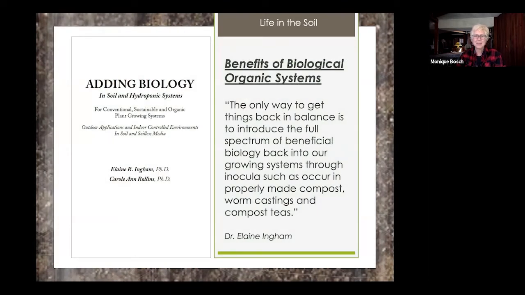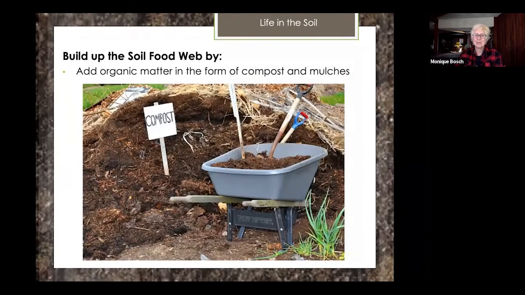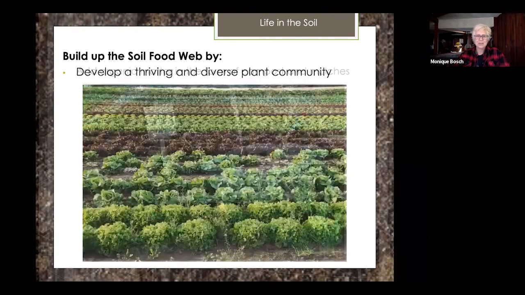And again, Dr. Ingham says the only way to get things back in balance is to reintroduce that life. And you can do that through properly made compost, which you're going to look at, worm castings, and compost teas. So when you're talking about compost, that really is an incredible way to bring those microbes that have done the nutrient cycling in compost and put them on your soil. So I can't go on enough about the importance of compost and doing your own composting.